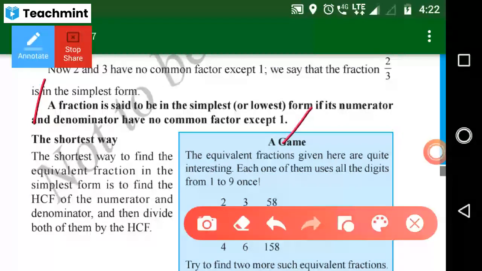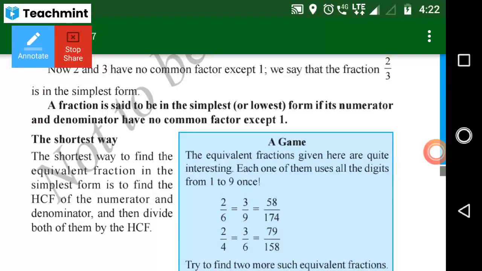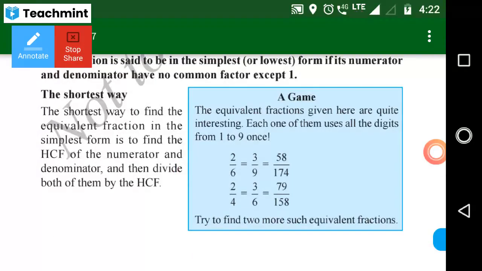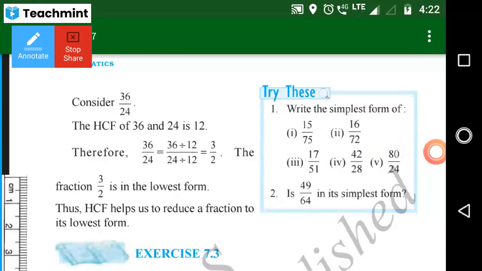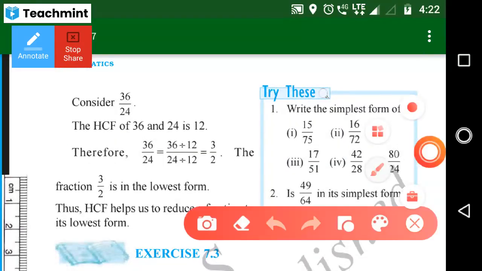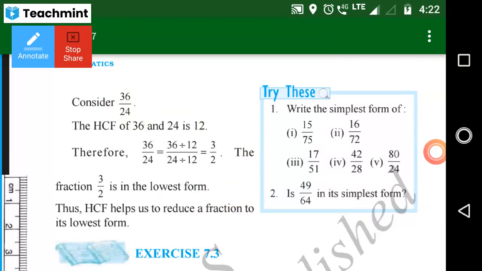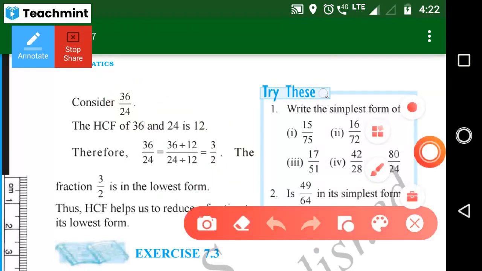Yes, ma'am. See, the shortest way, I already told you people, is you just find the HCF and divide. Then you will get the answer. Look here, this is the shortest method. It means 36 and 24: the HCF is 12. You directly divide by 12 and you will get the answer. This is the shortest method. You just write down here to here.